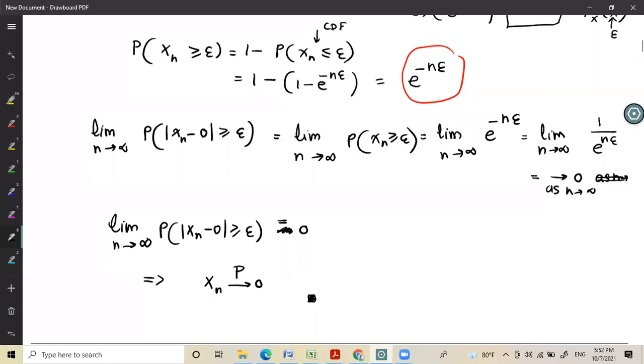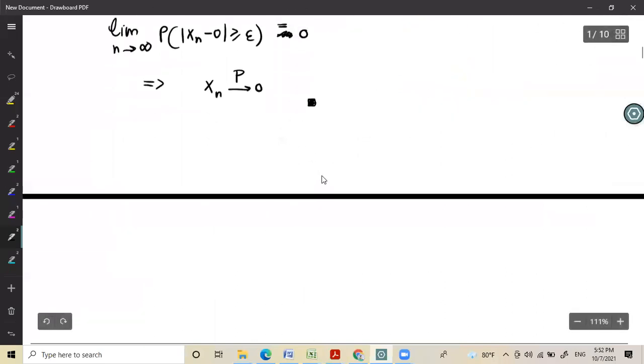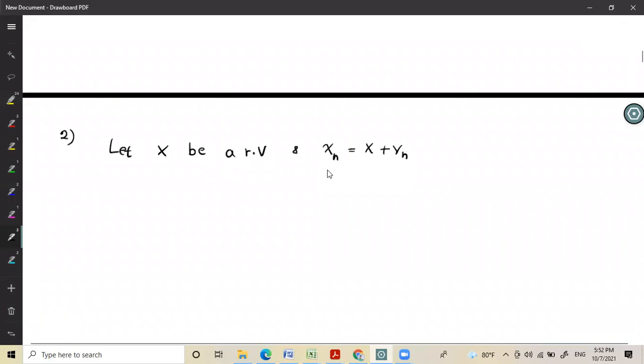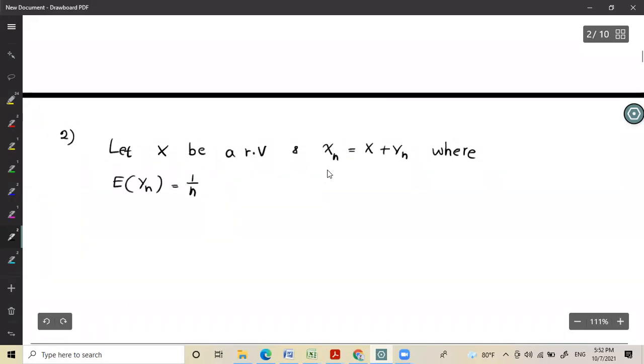So let's move on to the next one then. Here's the second one. Suppose you have a random variable x, and you have xn is x plus yn. Now you have another random variable xn that is x plus yn, where the expectation of yn is 1 over n and the variance of yn is sigma square over n.